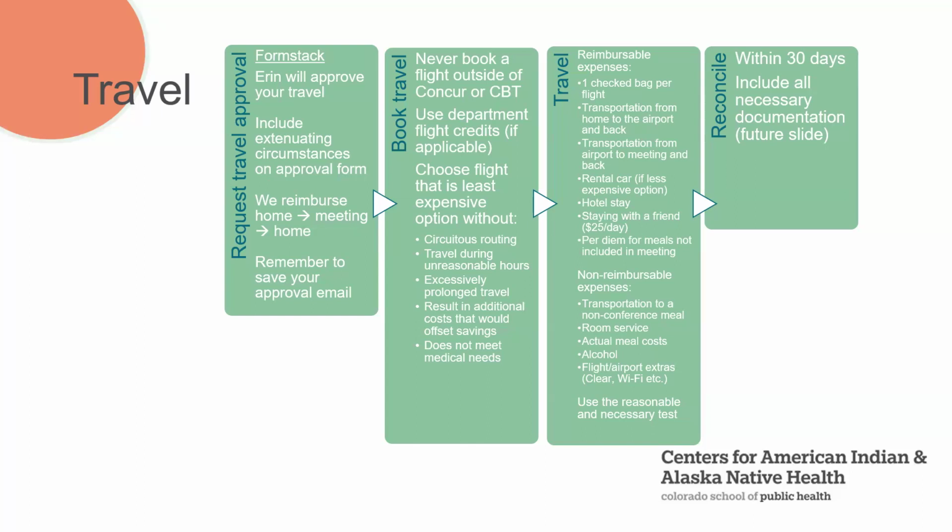So you want to choose a flight that is the least expensive option without creating circuitous routing, travel during unreasonable hours, excessively prolonged travel, results in additional costs that would offset savings, and does not meet your medical needs. So there are some circumstances that might make it so you don't choose the least expensive option. And these bullet points here are directly from the cost principles for sponsored projects. So it is a reasonable rule where you're looking for a reasonable least expensive option, to summarize those bullets.